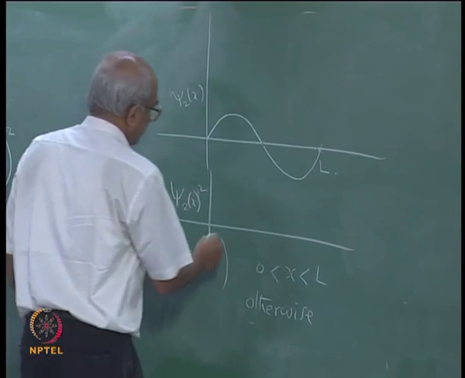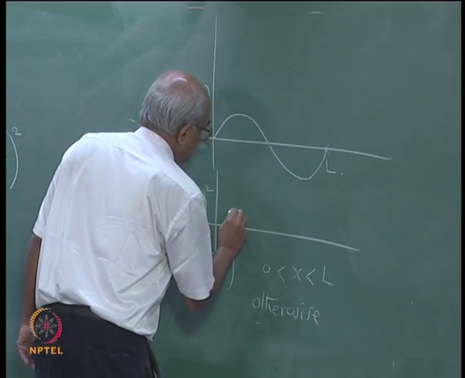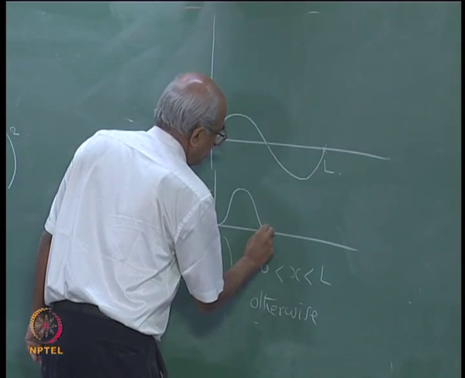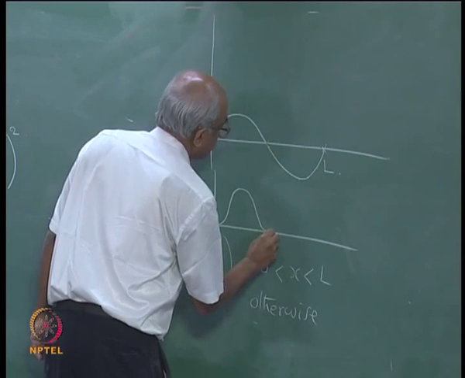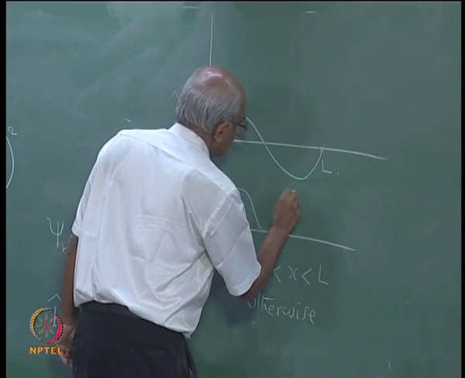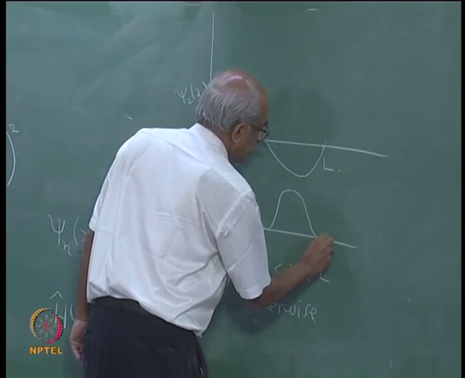How would it look? Well, the answer is it will start from 0, then reach a maximum value, then become 0 at x equal to L by 2, then again increase and again become 0 at x equal to L.